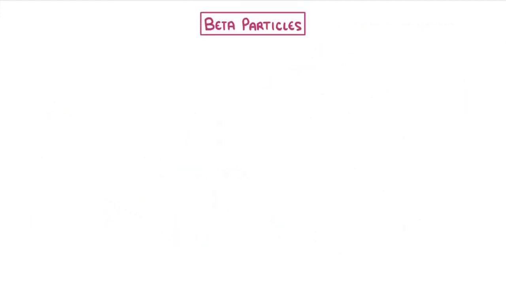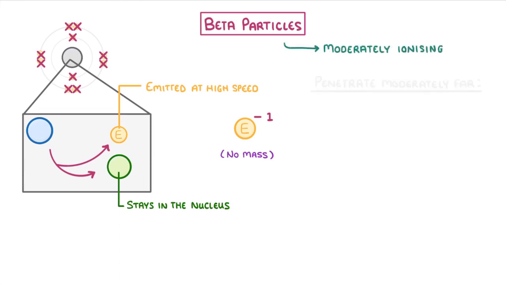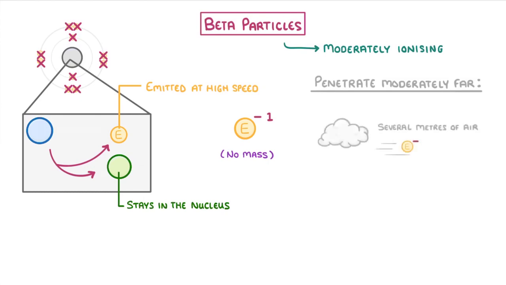Next up, we have beta particles, which are just electrons. So they have a charge of -1, and virtually no mass. Now, the weird thing is that electrons aren't emitted from one of the atom's shells. Instead, one of the atom's neutrons decays into a proton and an electron. The proton stays in the nucleus, but the electron is emitted out at high speed. Because beta particles are pretty tiny, they are moderately ionizing, and they penetrate moderately far into materials. For example, it would take several meters of air, or about 5 millimeters of aluminium to stop them.